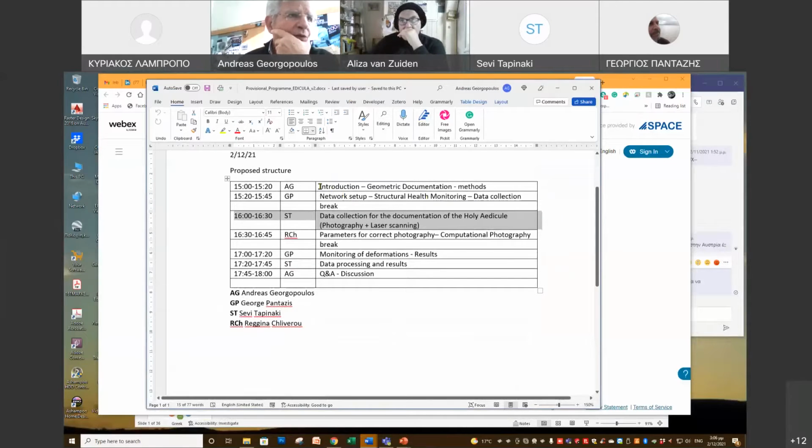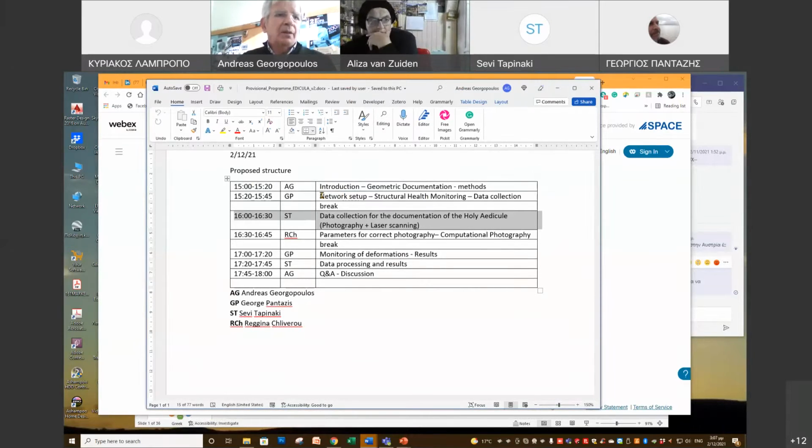The structure for today is I will make a brief introduction about geometric documentation in general and say a few things about the methods that we use. And then Professor Pantazis is going to talk about network setup and structural health monitoring. We will focus more on data collection because we have divided the presentation into data collection and data processing. So we will more or less follow that scheme.